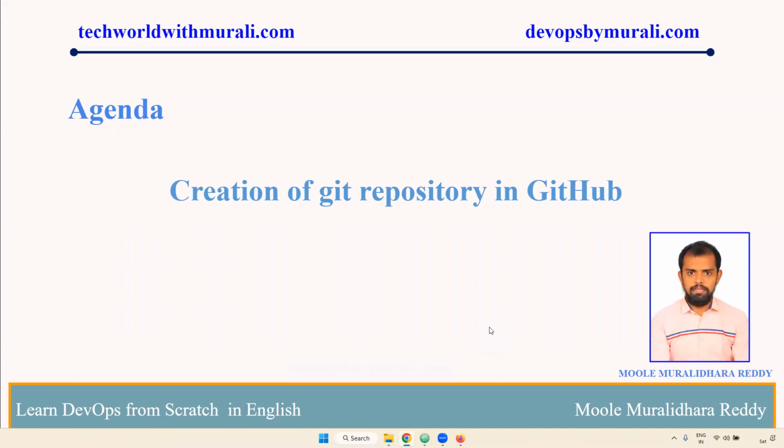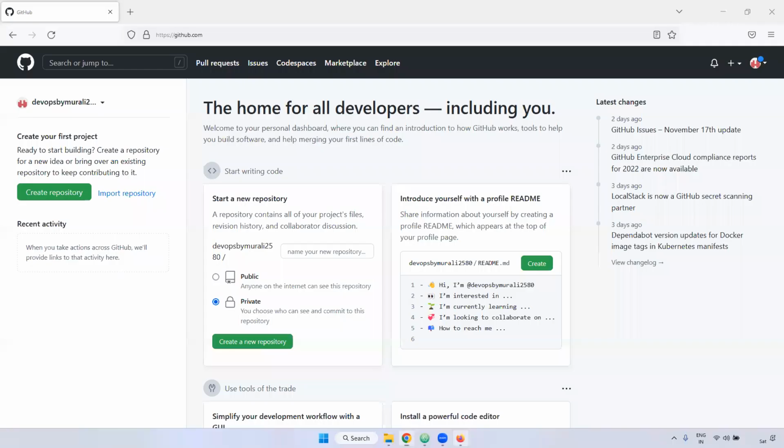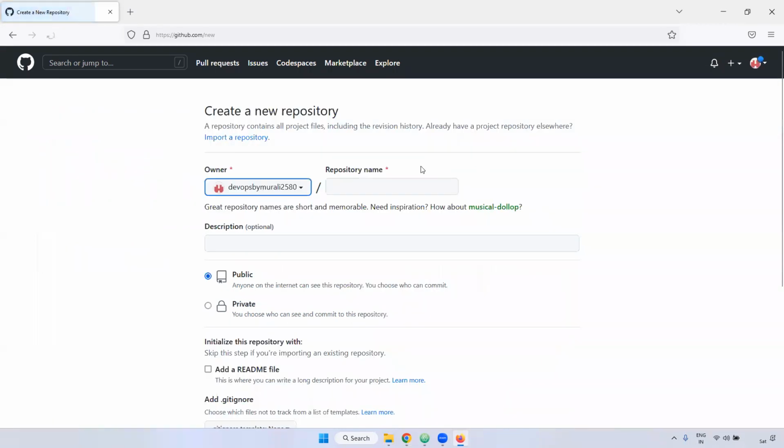In this video, we are going to discuss how to create a Git repository in GitHub. Let's see the demo. Earlier we created an account and saw the GitHub dashboard, right? Now I'm going to create the repository. If you observe here, on the right side, we have a new repository. Click this new repository.